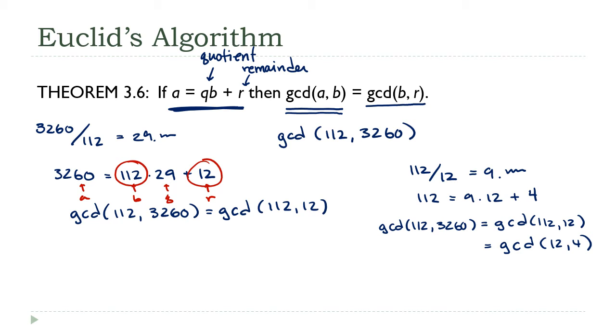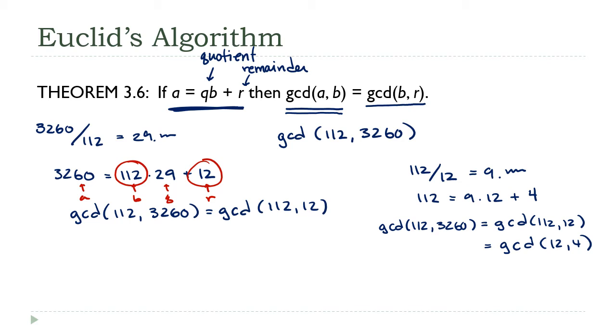12 and 4. Okay, well now if you're a human, you could look at this and say, yeah, okay, we're done. The greatest is 4, right? That's the biggest number that goes into 12 and 4. But I want to bring this to an end that we can explain to a computer, right? That we can explain to an algorithm.